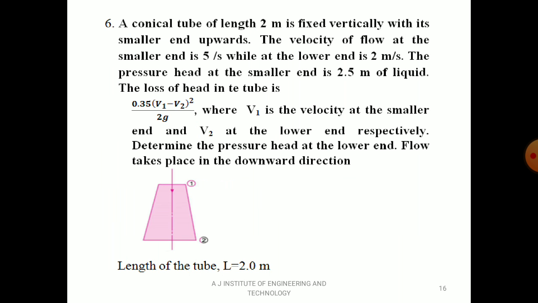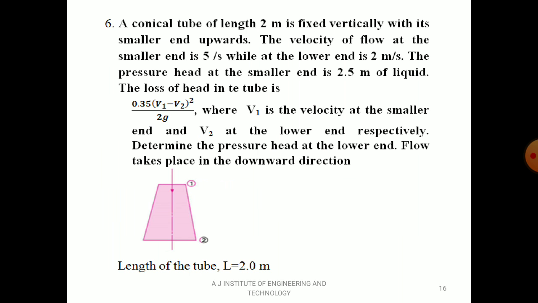Last problem: a conical tube of length 2 meter is fixed vertically with the smaller end upwards. The velocity of flow at the smaller end is 5 meter per second, while at the lower end it is 2 meter per second. The pressure head at the smaller end is 2.5 meter of liquid. The loss of head in the tube is given by 0.35 (V1 minus V2) whole square divided by 2g, where V1 is the velocity at the smaller end and V2 is the velocity at the lower end respectively. Determine the pressure head at the lower end. Flow takes place in downward direction.